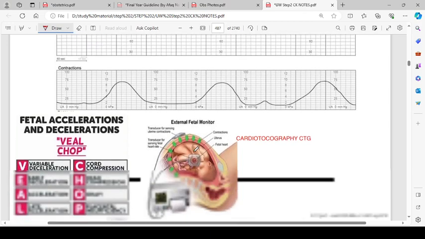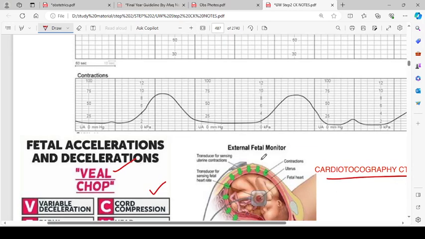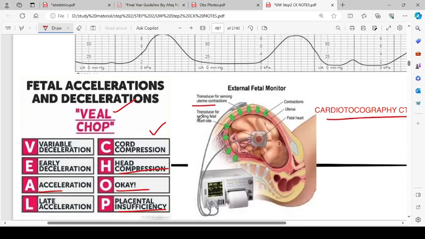Again we have the WHEEL CHOP mnemonic, in which V is variable decelerations because of cord compression, E is early decelerations because of head compression, accelerations because the child is okay, and late decelerations because of placental insufficiency. Cardiotocography, we do it like this. Let me zoom it in. We have a transducer for sensing the uterine contractions, and a transducer for sensing the fetal heart rate. These are the contractions, uterus, and fetal heart.